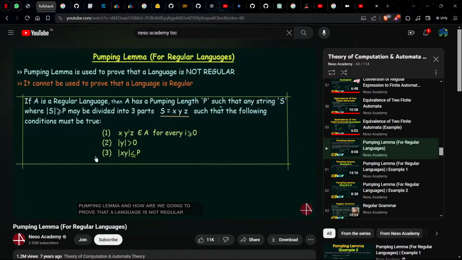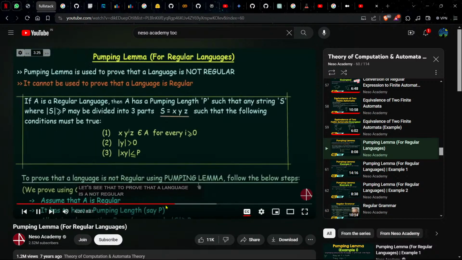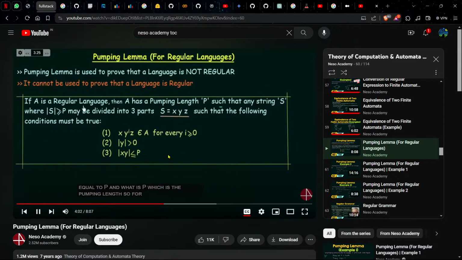And how are we going to prove that the language is not regular using this statement that we have here? Let's see that. To prove that the language is not regular using the pumping lemma, follow the below steps.